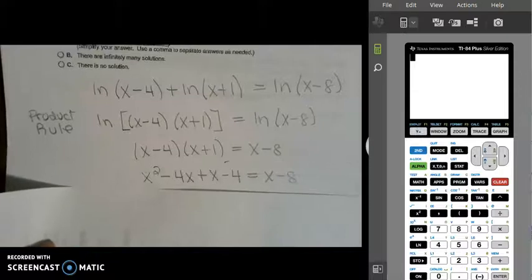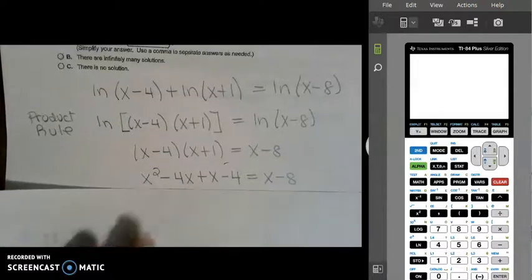So I multiply out the left side. I'm going to use FOIL. And then combine like terms.